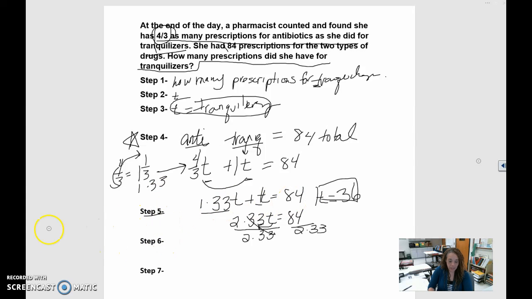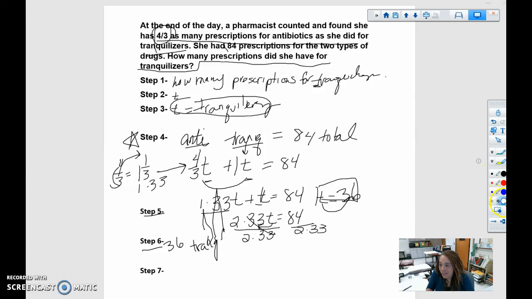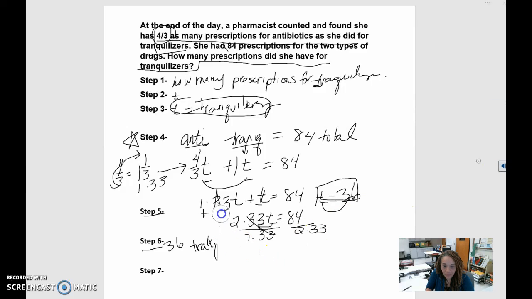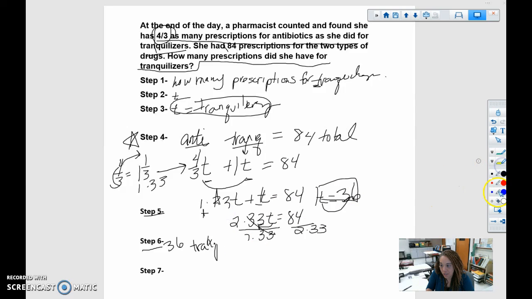So step 6 says to actually answer the problem, the question. So how many prescriptions did she have for tranquilizers? Well, t stands for tranquilizers, so we'll say 36 tranquilizer prescriptions. Oh, I'm so bad. It's like this pen has a mind of its own. Boom. Prescriptions. So 36 tranquilizer prescriptions.